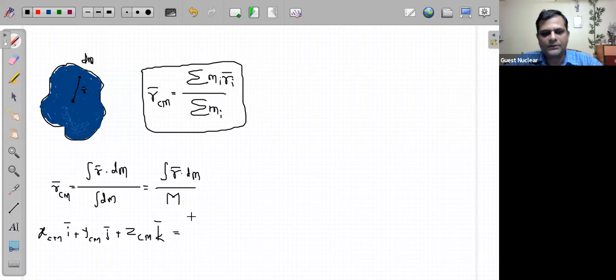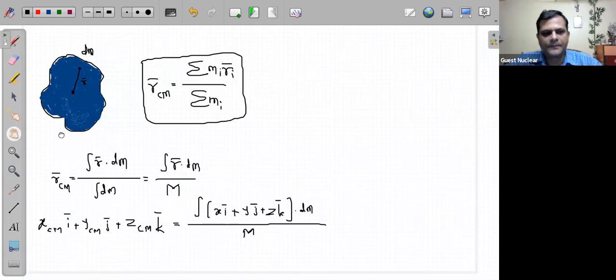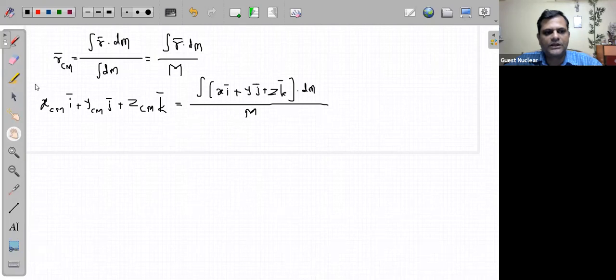Then that will be actually equal to, अभी देखो यहाँ पे, this whole thing has to be divided by capital M, no doubt, that is the total mass of the body. And this r bar can also be split up in three terms, like integration of x i bar plus y j bar plus z into k bar, and that is to be multiplied with dm in this way. And then we can just solve this further. तो 2 मिनट में इसको हम simplify करेंगे.